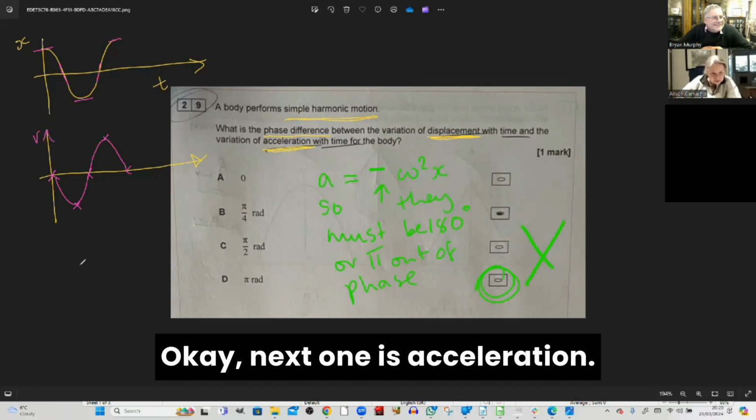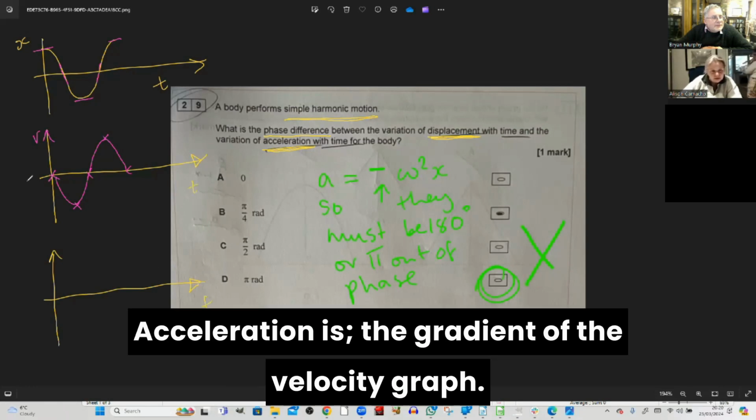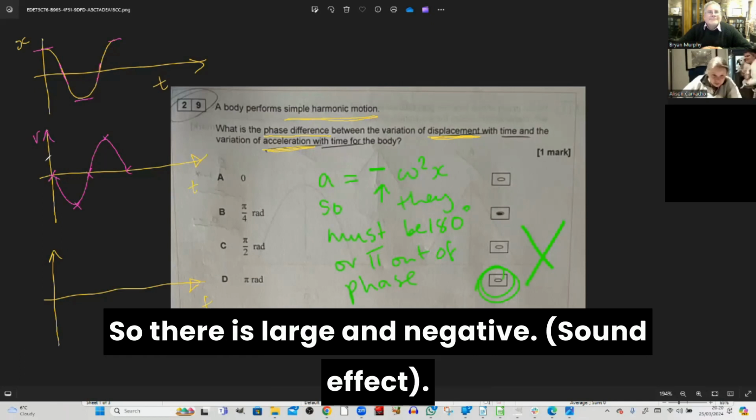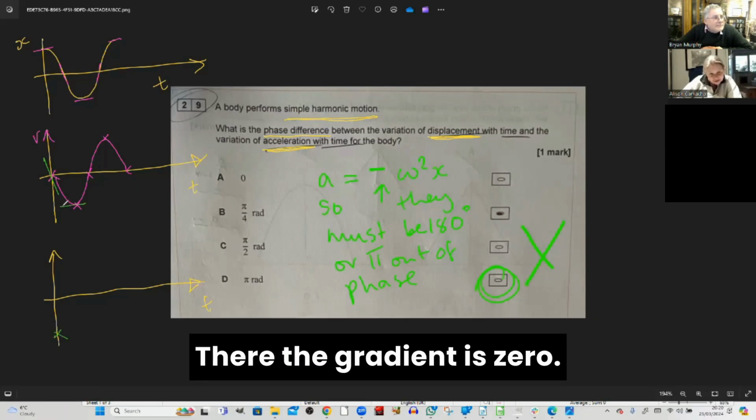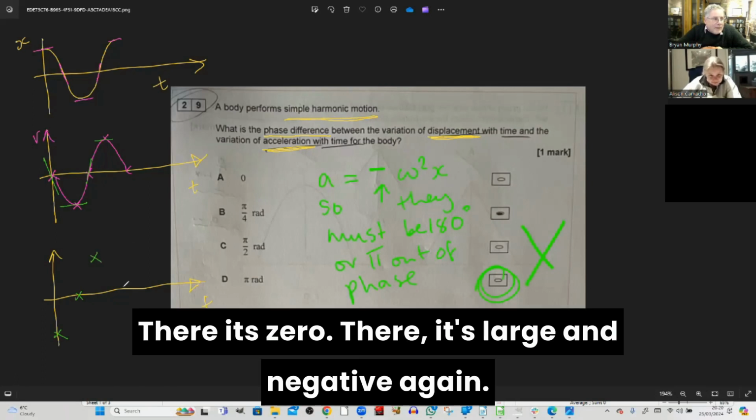Right, okay. Next one is acceleration. And acceleration is also a function of t. Acceleration is the gradient of the velocity graph. So there it is large and negative. There, the gradient is 0. There, the gradient is large and positive. There, it's 0. There, it's large and negative again.